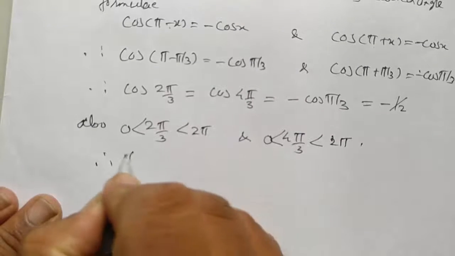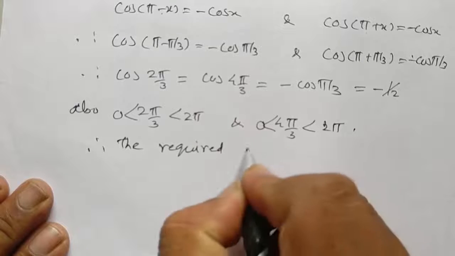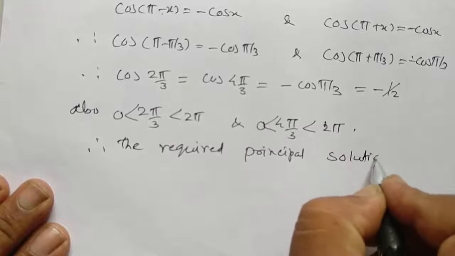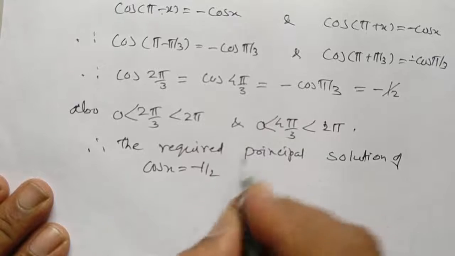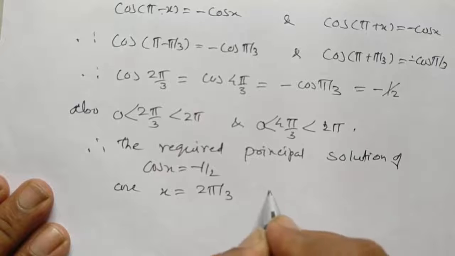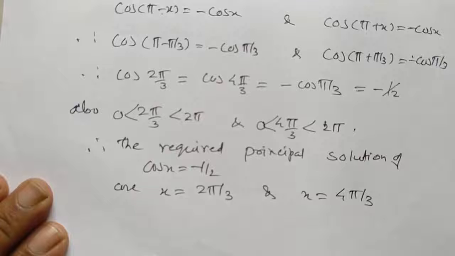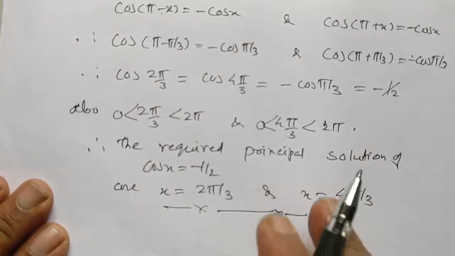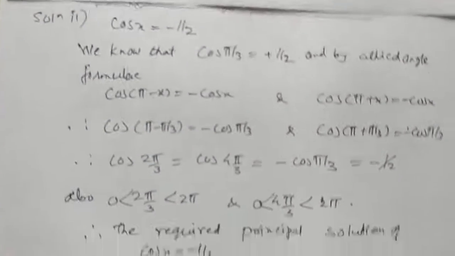Therefore, the required principal solutions of cos x is equal to minus 1 half are x is equal to 2 pi by 3 and x is equal to 4 pi by 3. So these are the principal solutions of cos x is equal to minus 1 half.